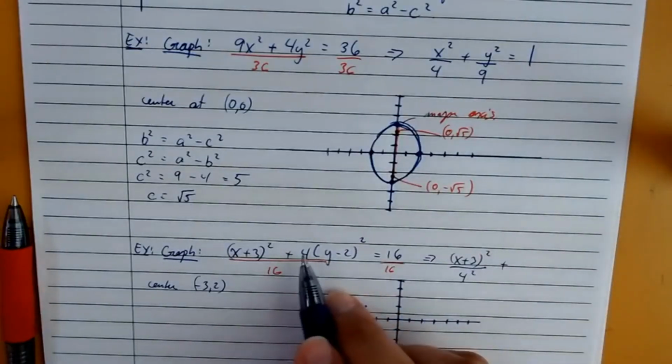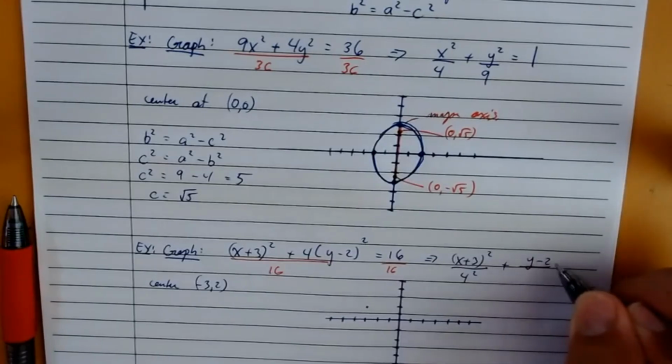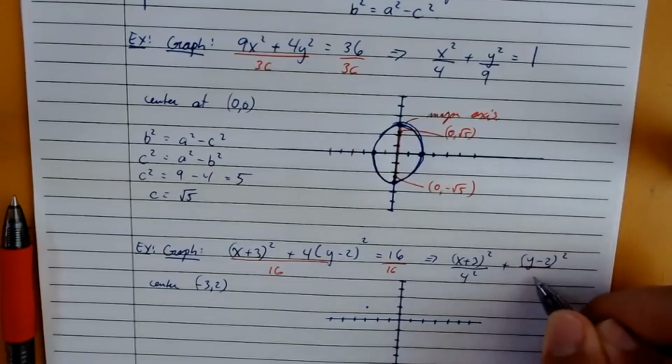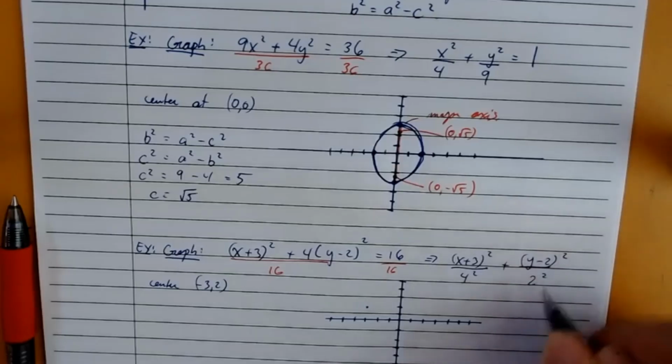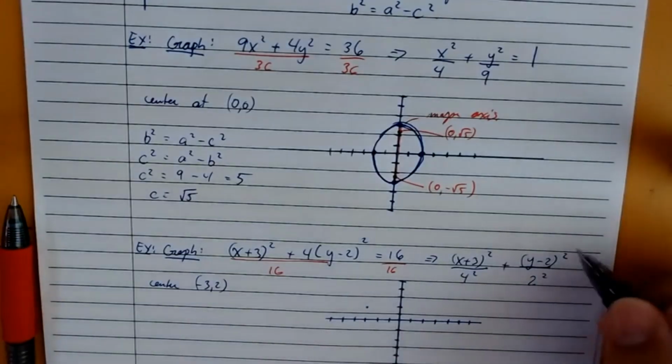Here, if we divide this by 16, 4 over 16 is the same as 1 over 4. So that'll be y minus 2 squared over 4, which is the same as 2 squared. So if you write 16 and 4, that's fine. 4 squared and 2 squared will mean the same thing.